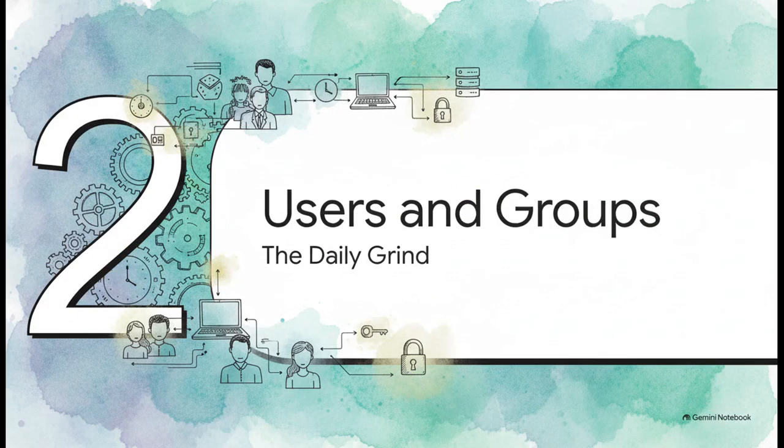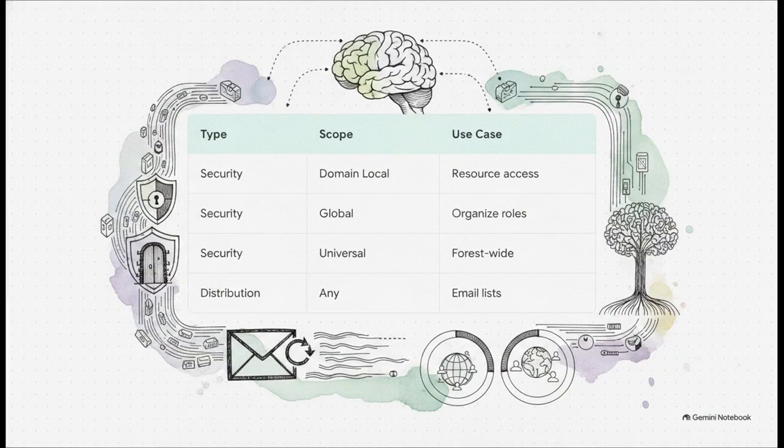Moving right along to Section 2, Managing Users and Groups, the Daily Grind. Now, what's really interesting about this matrix is how it breaks down the absolute trenches of daily administration. This is where we securely organize people, devices, and access permissions. You've got group types and group scopes. Type is pretty straightforward. Security groups carry a security context to control access to resources, while distribution groups are essentially just email lists. But scope? That's where people get tripped up. You have domain local groups for assigning permissions to actual resources, global groups to organize users by role, and universal groups for forest-wide consolidation. Understanding how these interplay is your key to mastering access control.